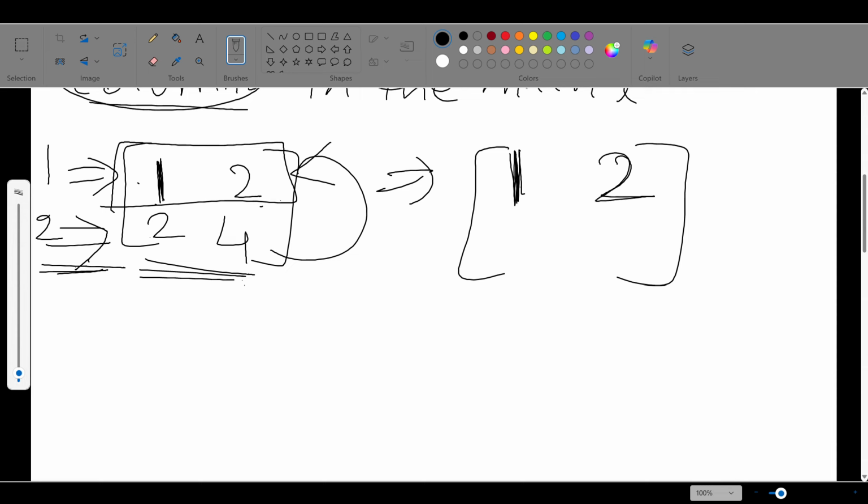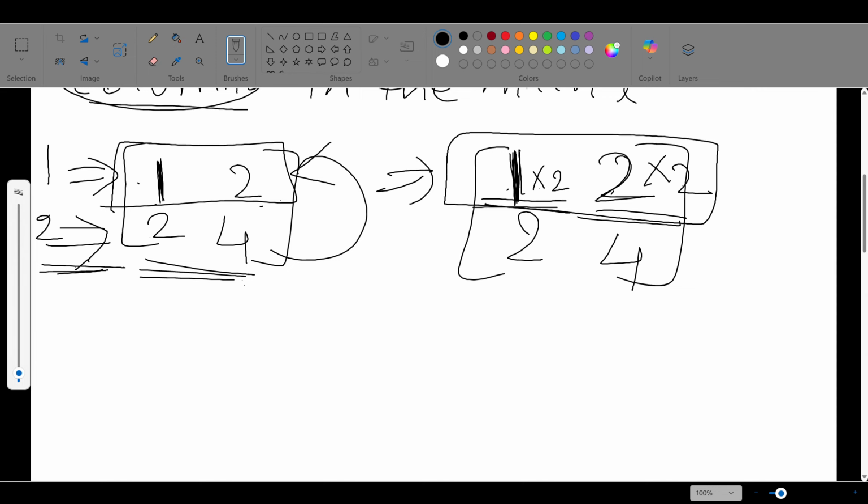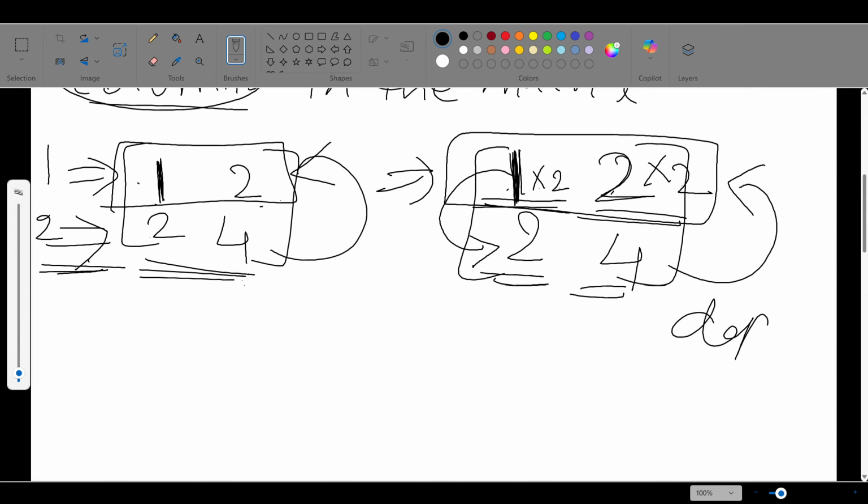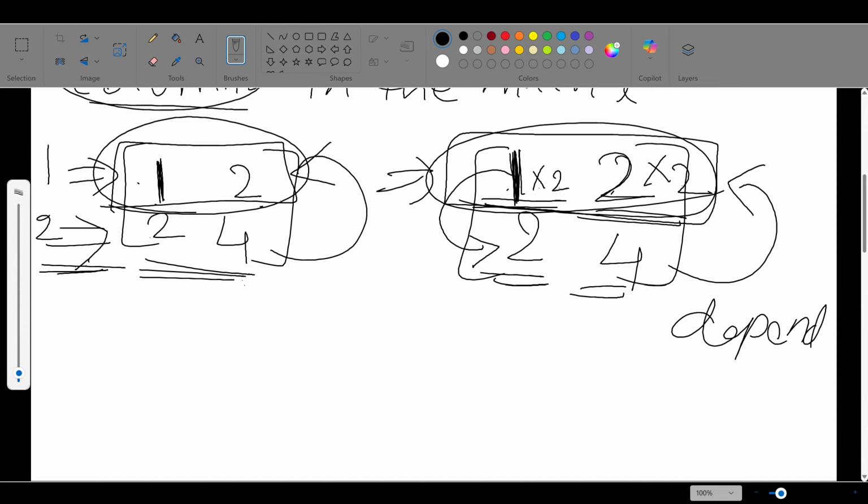Now if you multiply 1 with 2, 1 times 2 is 2. The same we do on this side also: 2 times 2 is 4. Which means if you multiply the first row by 2, the result is the second row. So the second row depends on the first row, but the first row does not depend on anything. So the first row is the linearly independent one.